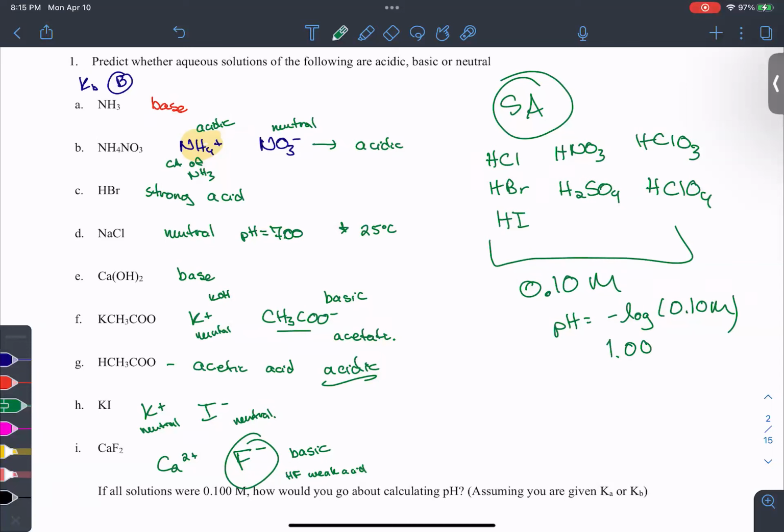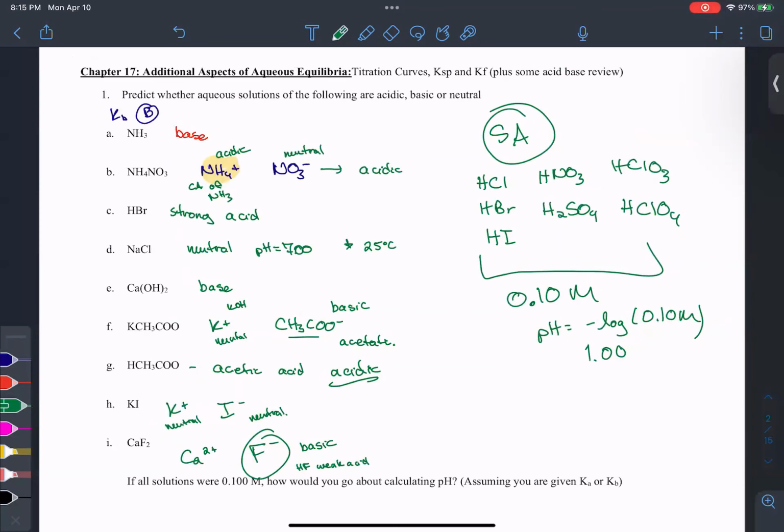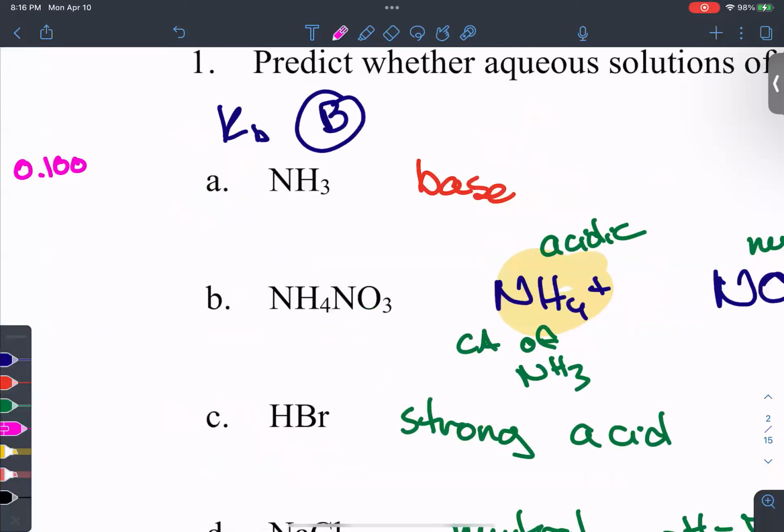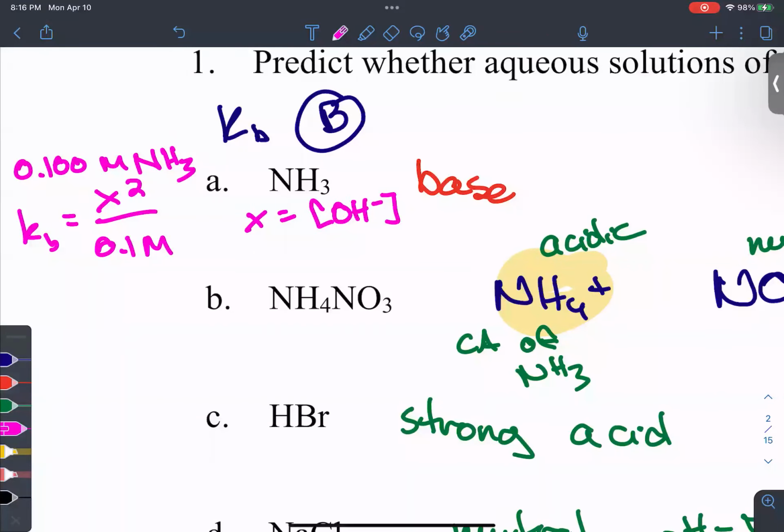So, and I think that's what this next idea is. Okay, we identified A through I as either acidic, basic, or neutral. Let's pretend all of these solutions were 0.1 molarity, how would we go about calculating the pH, assuming Kas and Kbs are given? So let's just go back through these and think, okay, if we have 0.100 molarity NH3, how would we calculate the pH? We would use the Kb that is given. We would set that equal to x squared over 0.1 molarity, where x in this case is the concentration of hydroxide. Kb would be given to you.